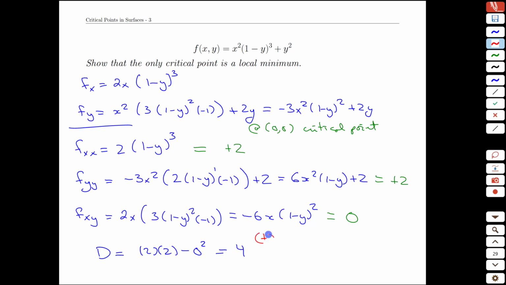Key thing is that's positive, so the concavities match, or are the same. And we also had, say, fxx is positive, which is concave up. And all of that together through the second derivative test means that we have something concave up around our point. So the point 0, 0 is a local minimum.